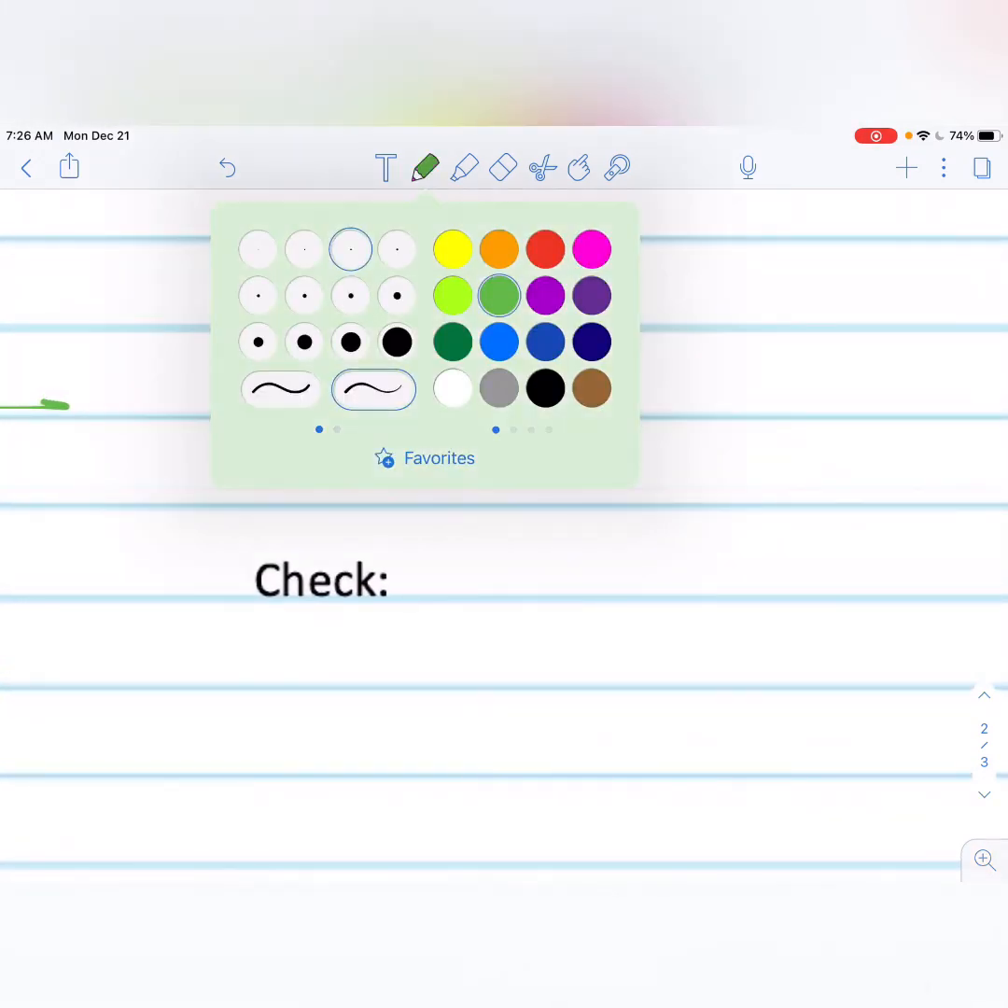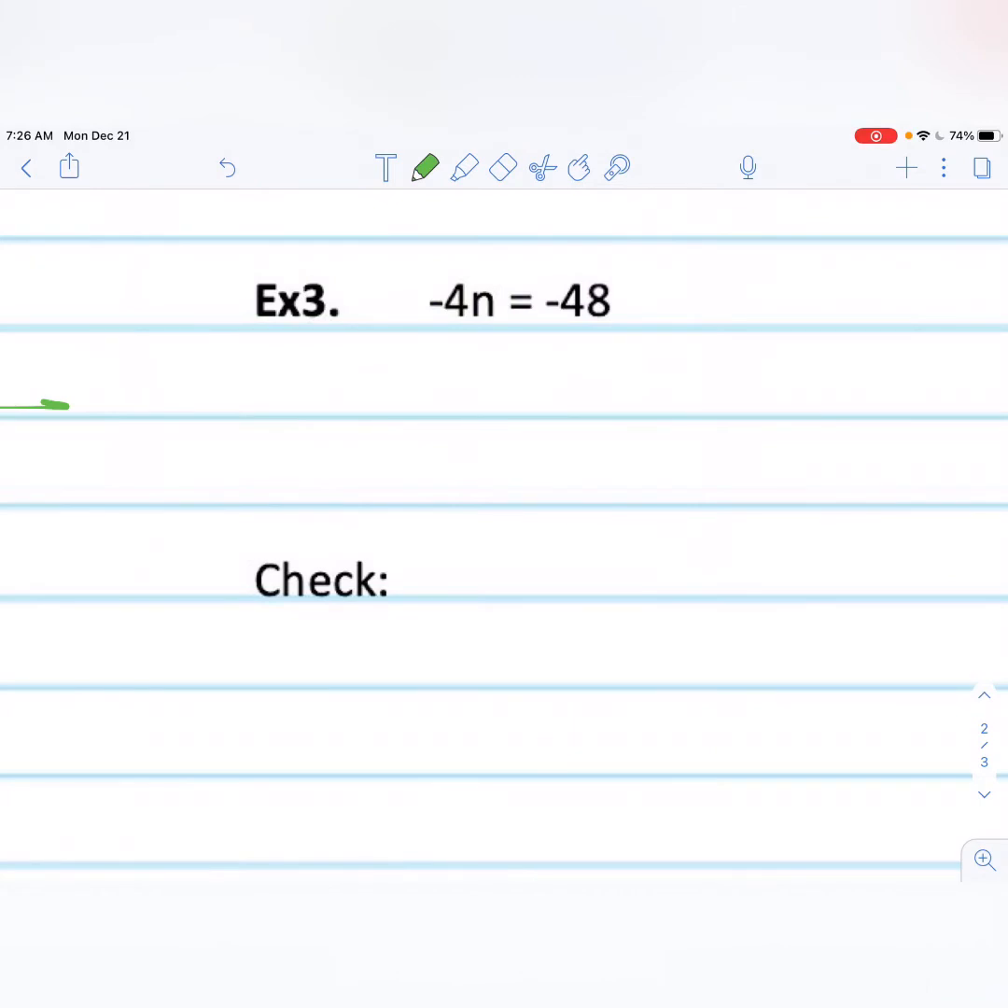This one's a little bit trickier. What's happening between the negative 4 and the n? This is actually multiplication because the negative belongs to the 4. I'm not subtracting n, I'm multiplying by n. Remember, the opposite of multiplication is division. So I'm going to show these little division signs on both sides.